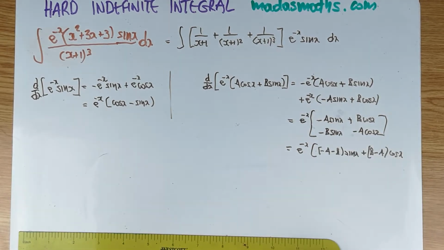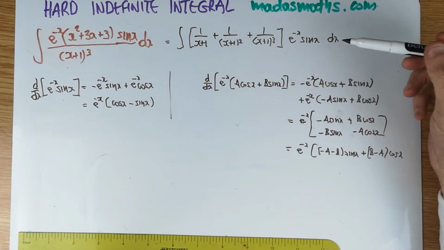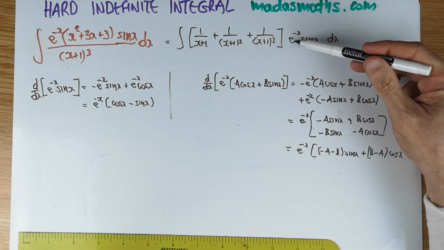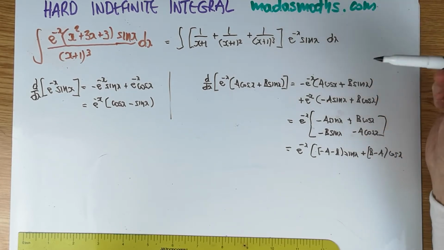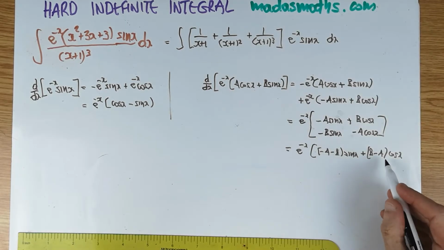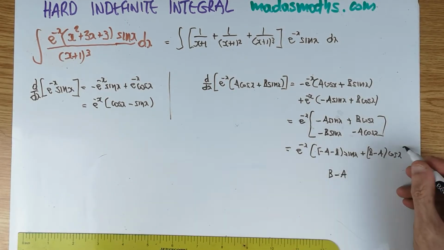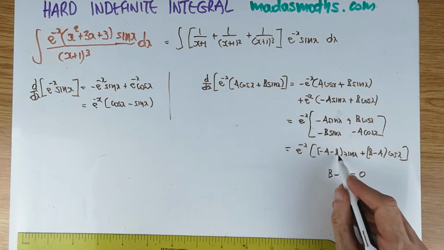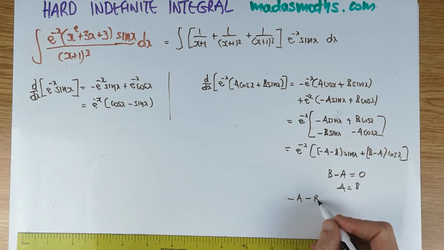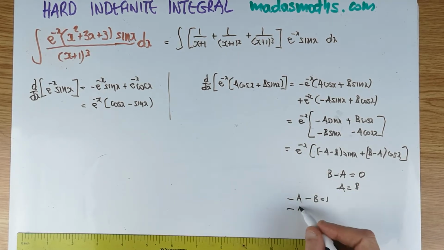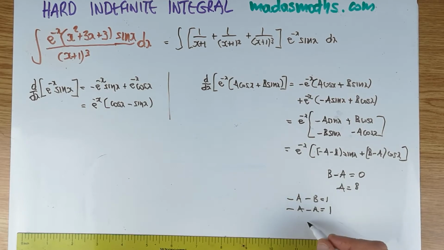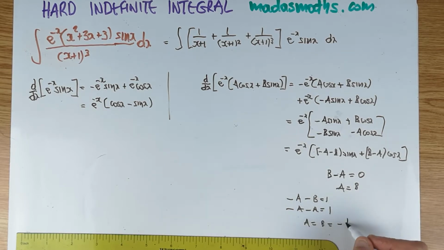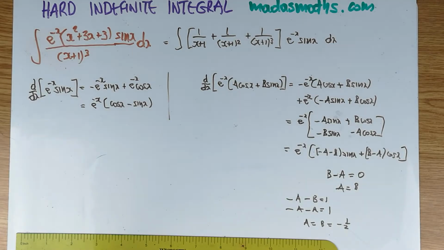So now comparing coefficients, we want to end up with, when we differentiate that, just e to the minus x sine x. So that means b minus a, the cos bits, must be equal to 0. So a must be equal to b, and this must be equal to 1. So minus a minus b must be equal to 1. Minus a is equal to 1. So a will be equal to b, and they're both going to be equal to minus a half. So I hope I didn't confuse you with that.